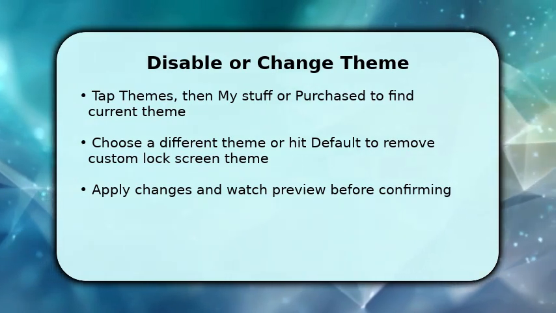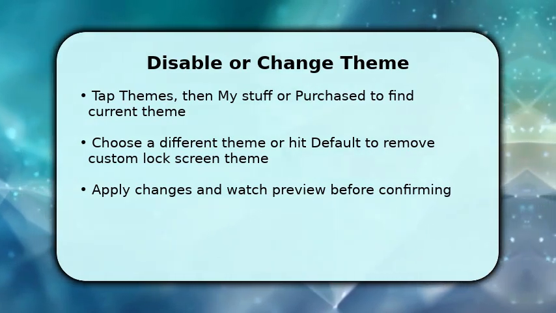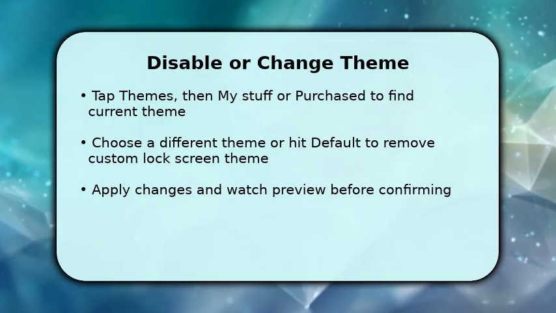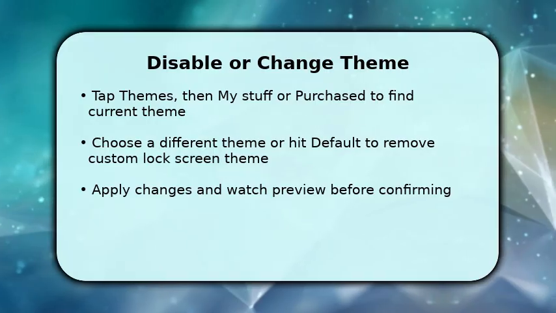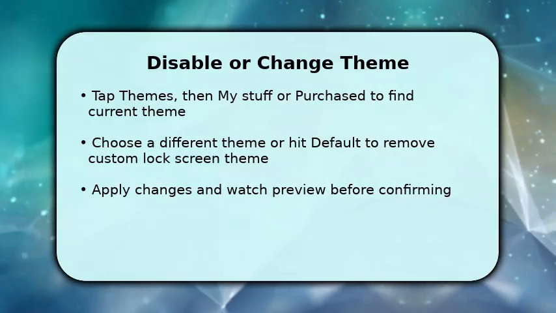Tap the theme, then use Apply or Options to remove lock screen elements. Choose Default or a plain theme if you want a quick revert. Make sure to preview so you see the exact lock screen outcome before confirming.